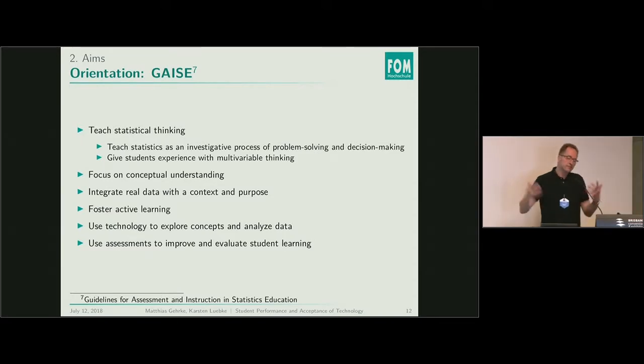What's our idea? Or it's not our idea, basically. If you look into the guidelines for assessment and instruction in statistics education, one should teach statistical thinking. And that's our idea as well. So therefore, we try to focus on conceptual understanding now, and that's the idea.